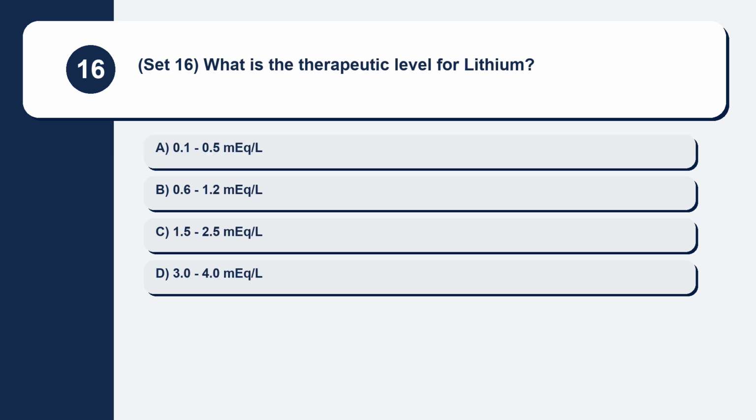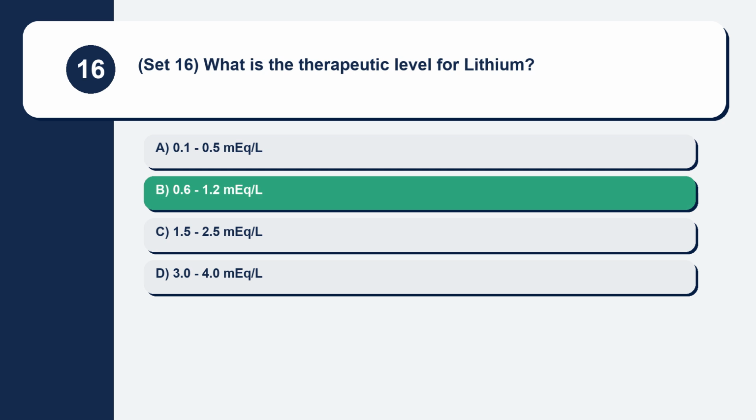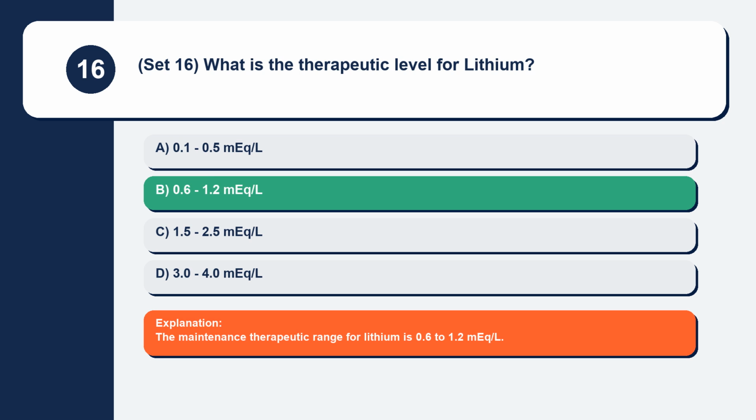Question 16, Set 16. What is the therapeutic level for lithium? 0.1 to 0.5 mEq/L, 0.6 to 1.2 mEq/L, 1.5 to 2.5 mEq/L, 3.0 to 4.0 mEq/L. The maintenance therapeutic range for lithium is 0.6 to 1.2 mEq/L.